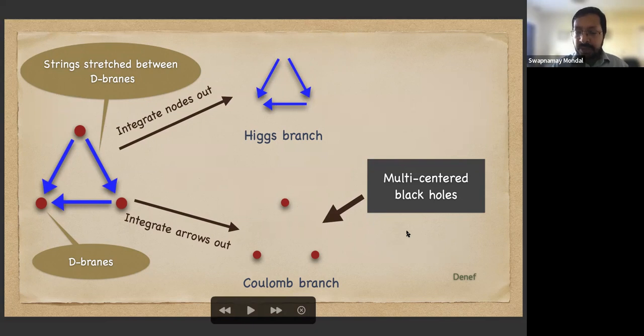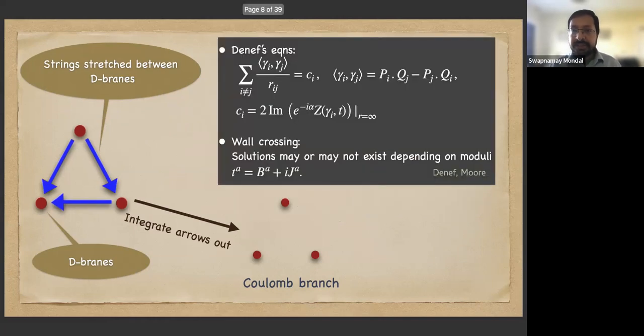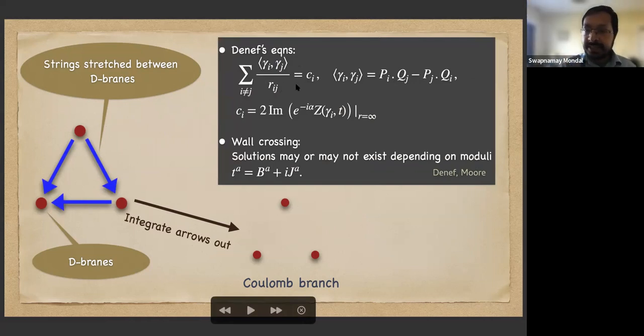And now we would like to know what are the equations that constrain their positions and so on. These are called Denef's equations, and they're pretty simple. So r_ij is the distance between the ith and jth center. The gamma_i's are charge vectors. There are both electric and magnetic charges, and this thing, gamma_i, gamma_j within brackets, is the DSZ product, which is defined like this. On the right-hand side, we have certain parameters called c_i.